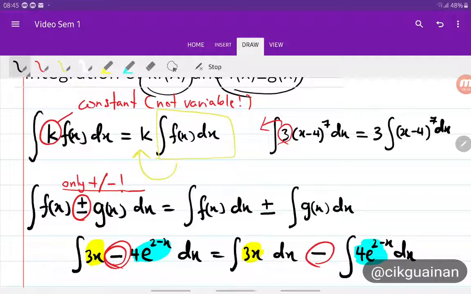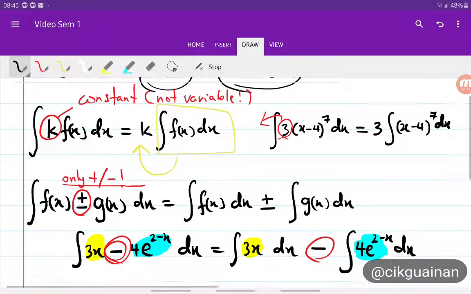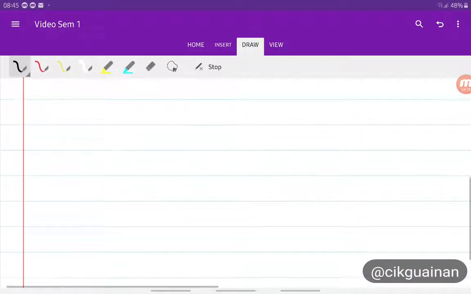Now you might make a mistake. You will, not might, you will. I know it. You will do it later. Now, what are the 3 mistakes that you will make? Let's have a look down here.